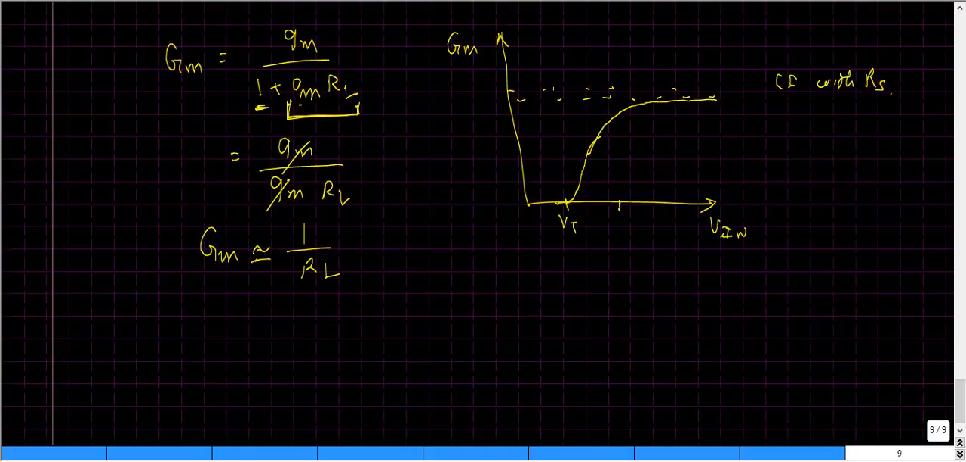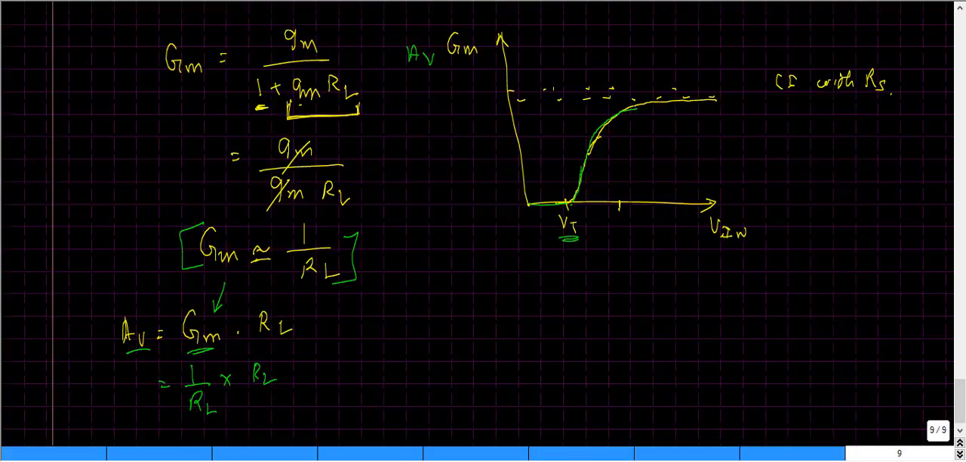Now let us try to plot the gain. Again, the gain could be written as the product of capital GM times RL. I'm just going to use a different color to plot the gain expression. Clearly, when the value of Vin is less than Vt, the value of GM is basically 0, and because of that, there won't be any gain. Once the value of Vin crosses Vt, the gain starts increasing. And once the value of GM reaches a particular value, the capital GM could be approximated with just 1 upon RL as we have shown earlier, due to which the gain after a particular value of Vin becomes equal to 1.